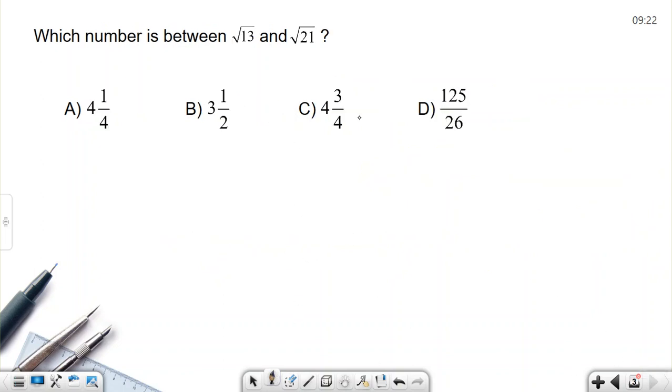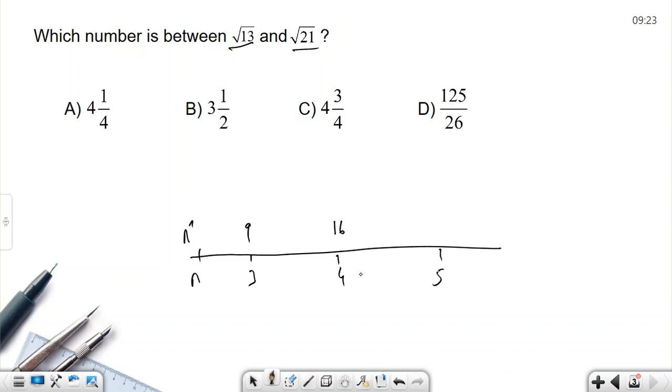Okay, let's see another question. Which number is between the square root of 13 and the square root of 21? Let's think about this question. There are two ways to solve it. I already know the square root of 13 is between 3 and 4. Why? 3 squared is 9, 4 squared is 16. And the square root of 21 is between 4 and 5. Why? 4 squared is 16, 5 squared is 25. So let's think about 13. 13 is near 16, not near 9.